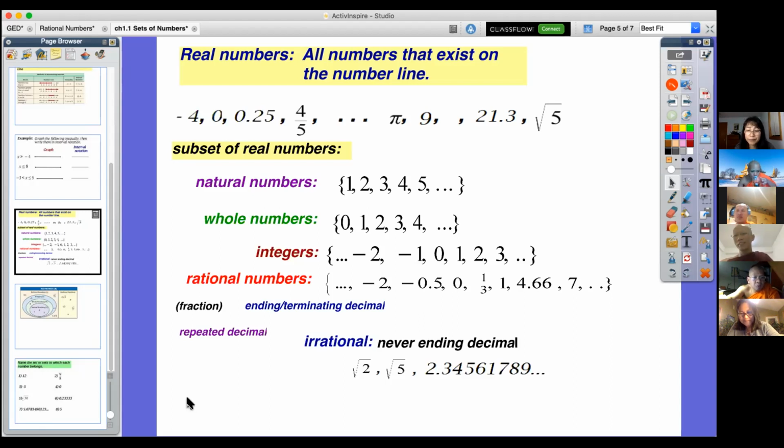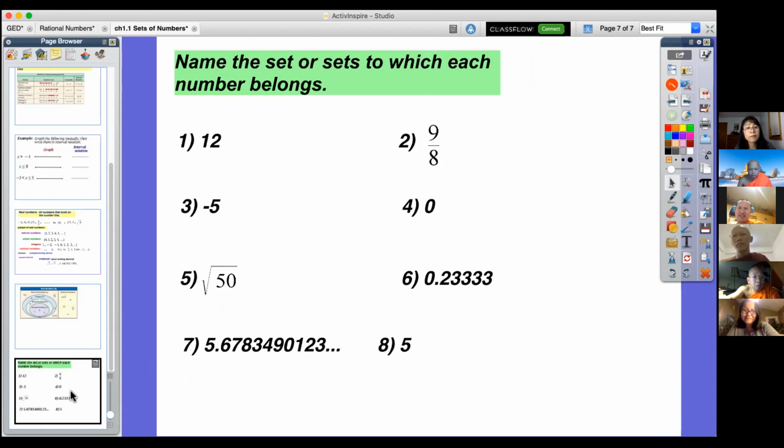Ask another person. What's the prime number? What's the prime number?